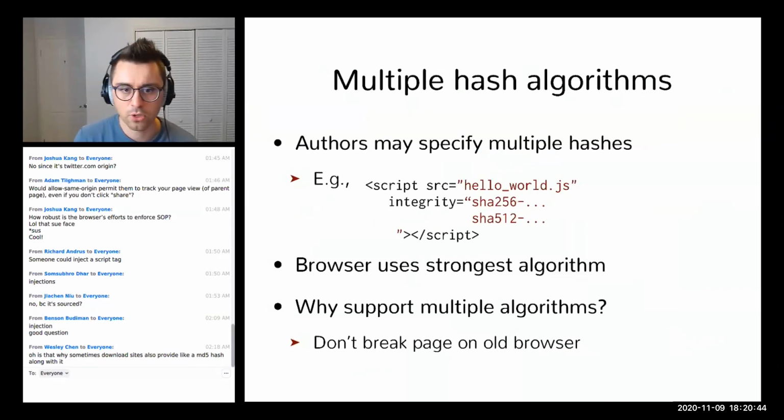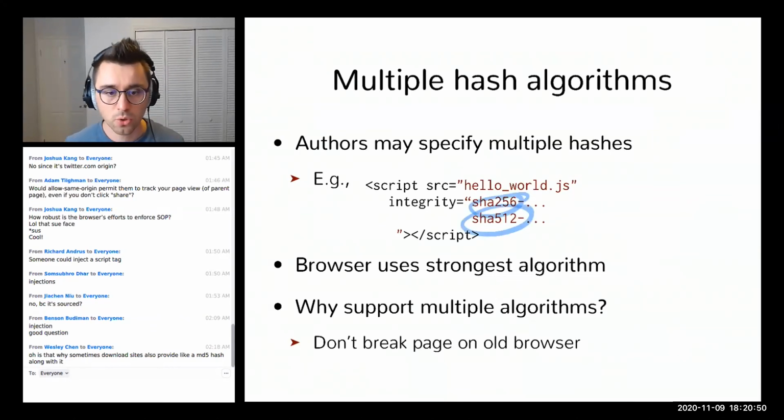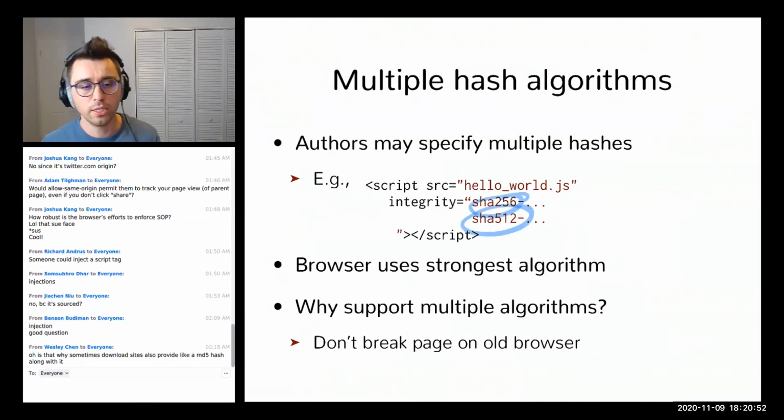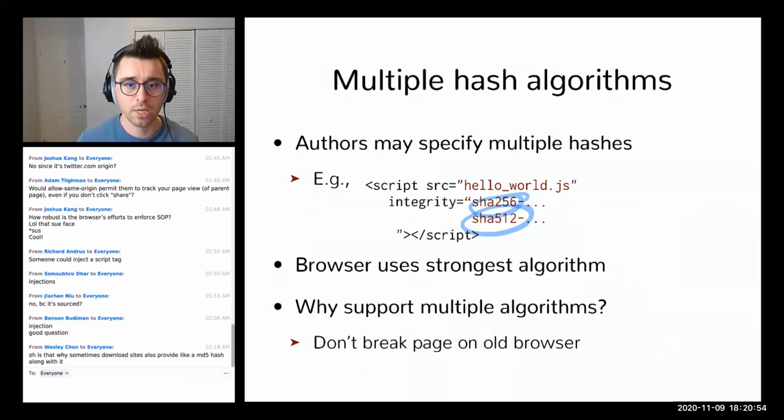Now, the last thing that I want to mention about SRI is that there are multiple hash algorithms. So you can use SHA-256, SHA-512, and so on and so forth. And really the reason we have this is that over time, hash functions break. For example, MD5 that was mentioned is actually broken. We may start with MD5, but over time we want to migrate away from MD5 and use stronger hash functions to not break all the websites.